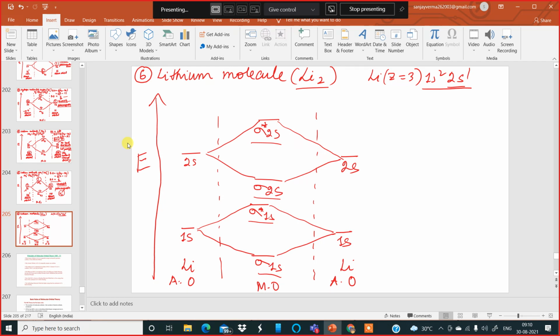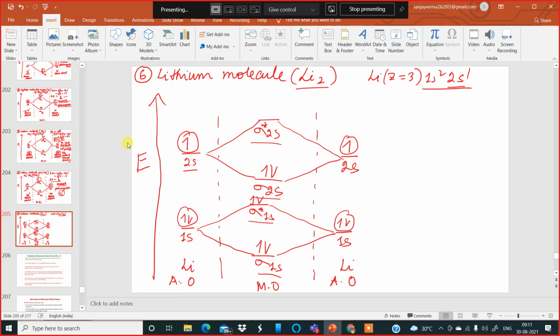Now let us put the electrons in the atomic orbitals. The 1s orbital has 2 electrons, 1, 2. This also has 2 for the first lithium atom, and the 2s has 1 electron. So I'll put one here and another one here. Now count the total number of electrons: 2 plus 2 is 4, 5, and one more is 6. There are 6 electrons altogether, but we fill the orbitals in the correct order. Total 4 means 1, 2, 3, 4, and the remaining 2 come over here. So that's done, and this is how we draw the diagram for the lithium molecule.